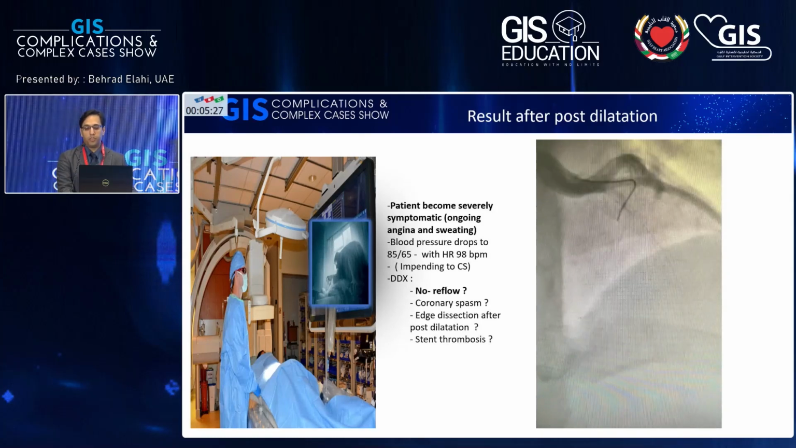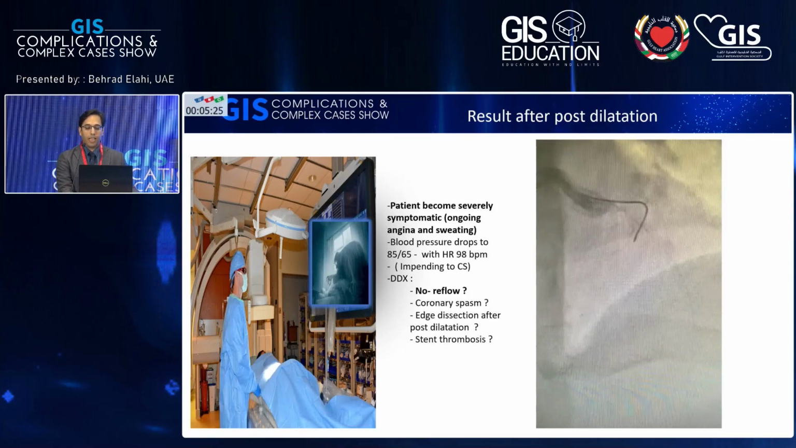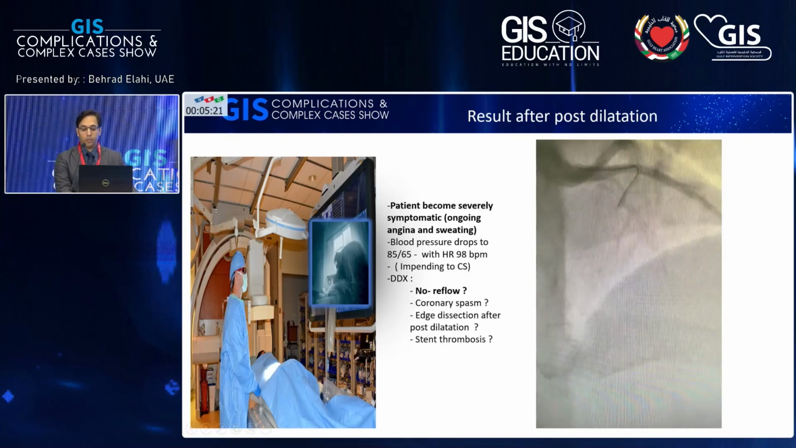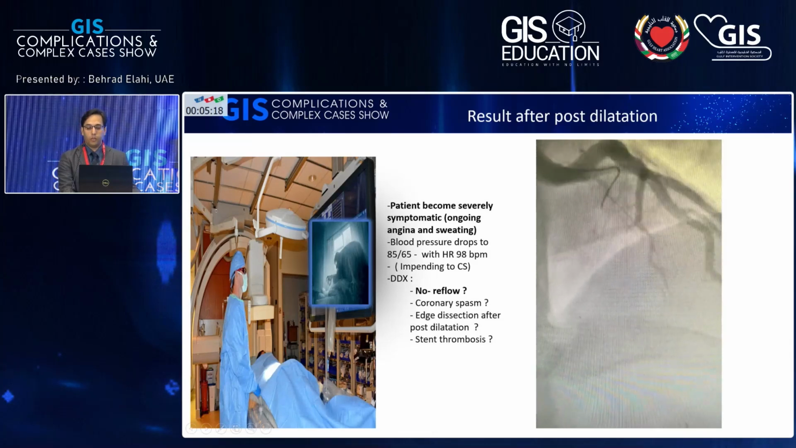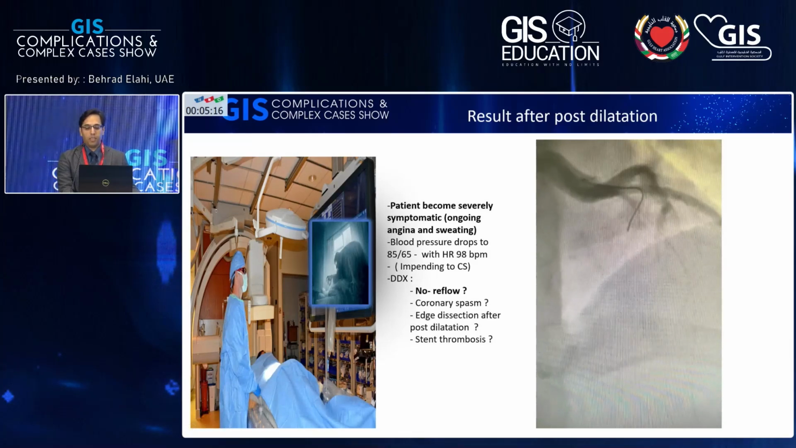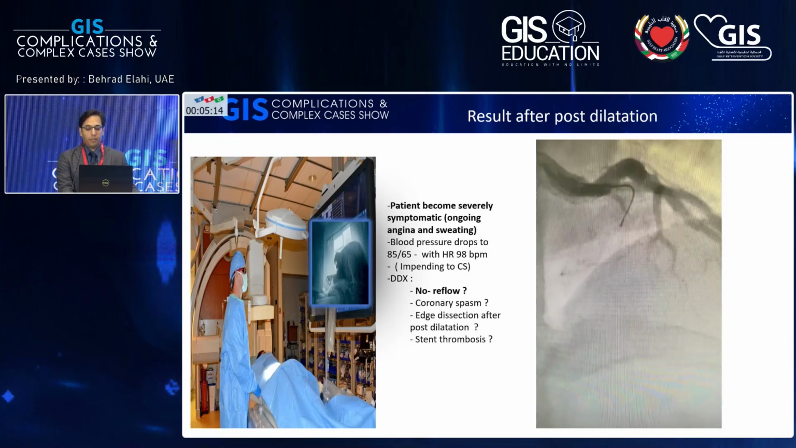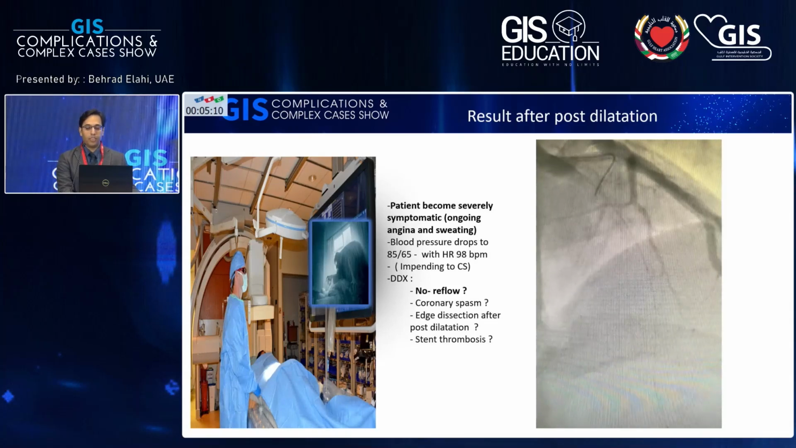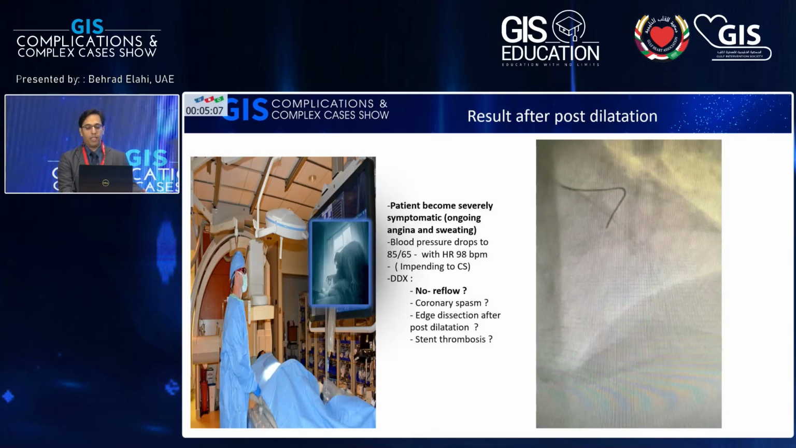There are so many differential diagnoses coming to mind. One is acute stent thrombosis, one is coronary spasm, edge dissection, and no-reflow. This is the typical case of no-reflow. The patient dramatically becomes significantly unstable, the blood pressure drops, impending cardiogenic shock, the heart rate increases, and the patient has ongoing chest pain and ST elevation.